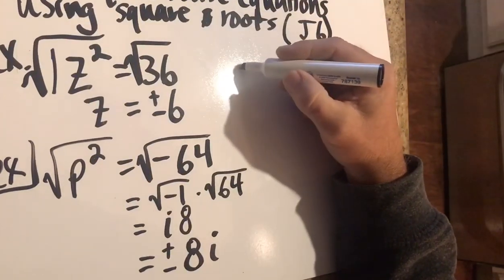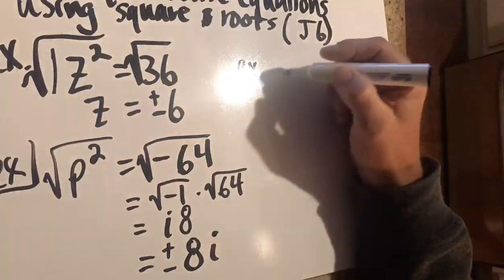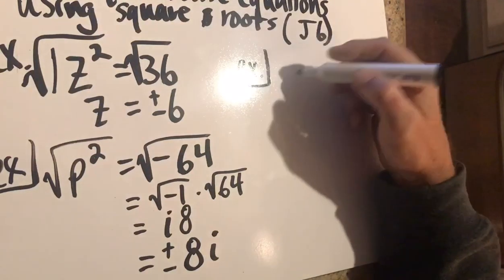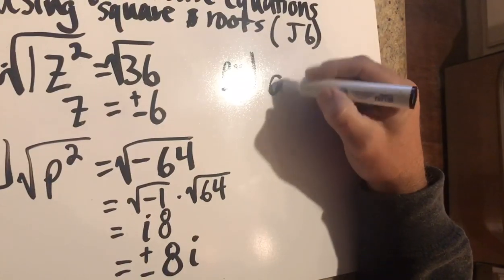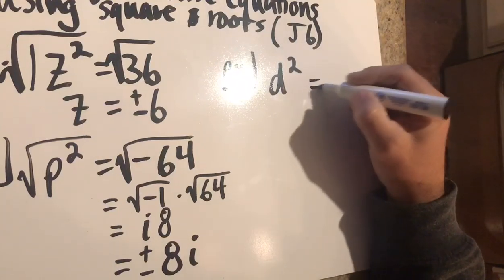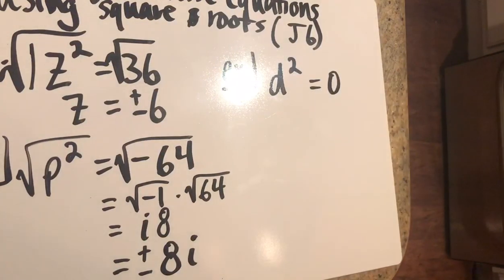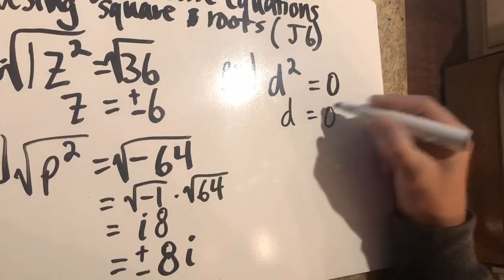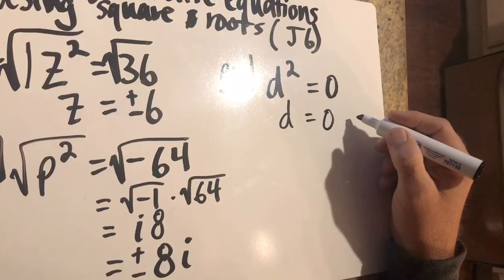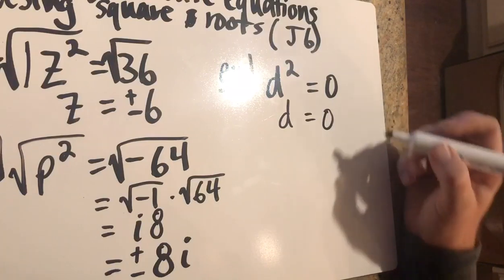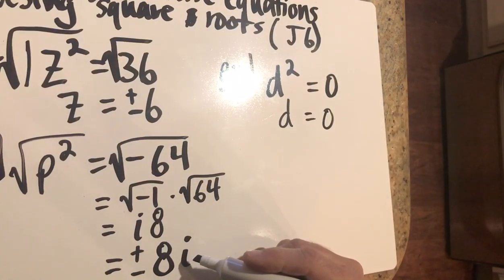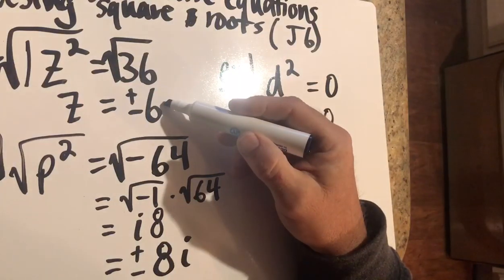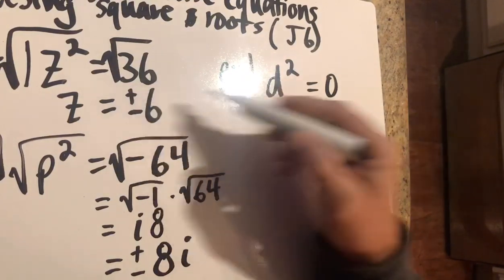Another example I see here is if you have a variable that's already by itself and just equal to 0, your solution is just 0. So in this case we have one real solution. Over here these are two imaginary solutions, and here we have two real solutions because these are real numbers.